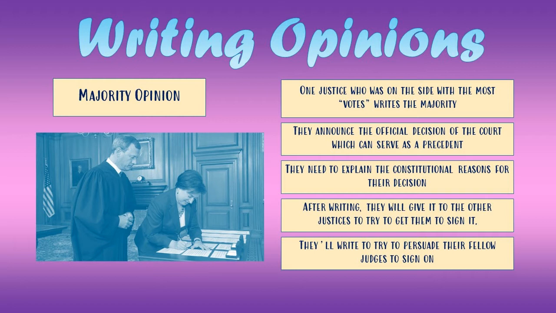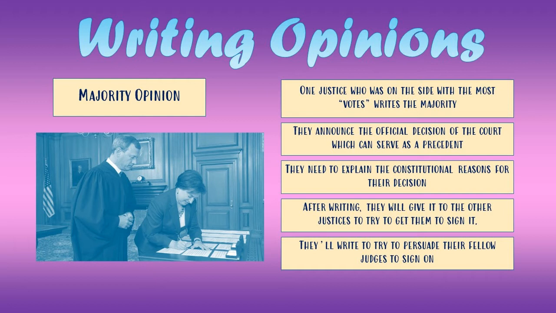All right, the main opinion that we care about is what we call the majority opinion. Now, this is where one justice who is on the side with the most votes is going to write the explanation saying this is what the court decided and this is why we decided that way. Now, this majority opinion is going to serve as a precedent. So in similar situations in the future, when lower courts are looking at a specific situation, they're going to have to follow the precedent set by the Supreme Court. So the justice that is writing this opinion is going to have to explain their constitutional reasons.